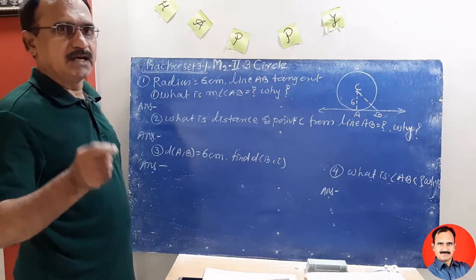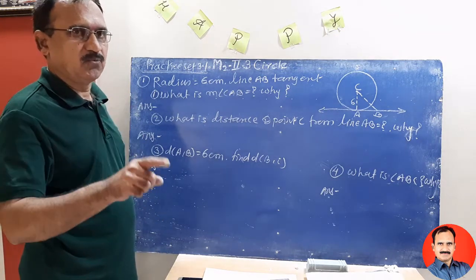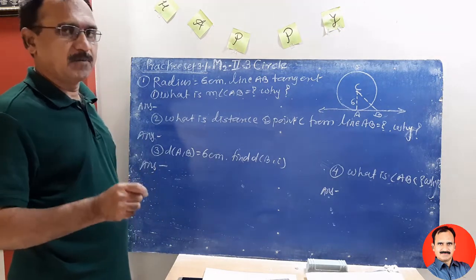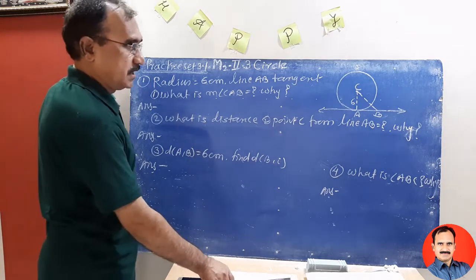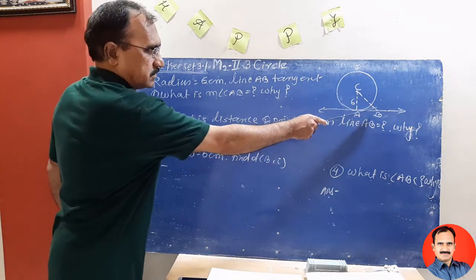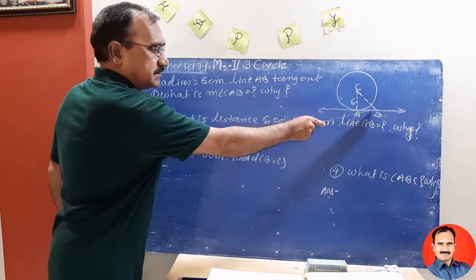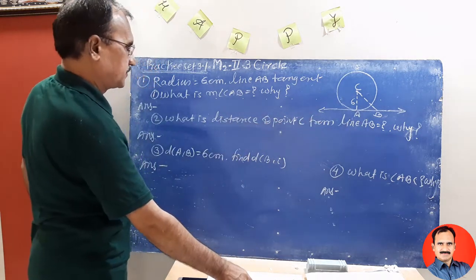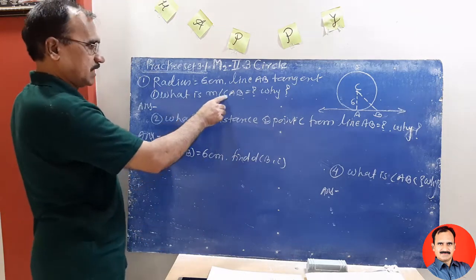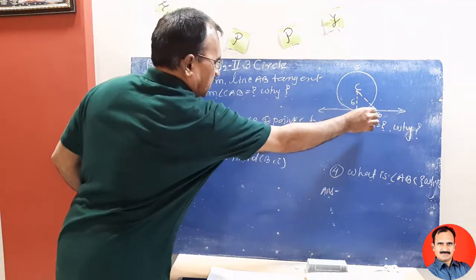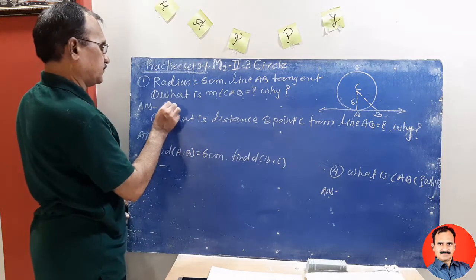Students, we know the tangent theorem. It is on page number 51. You know the statement of the tangent theorem: if the line is perpendicular to the radius, then this is tangent. That means here, what is the measure of angle CAB? CAB is 90.